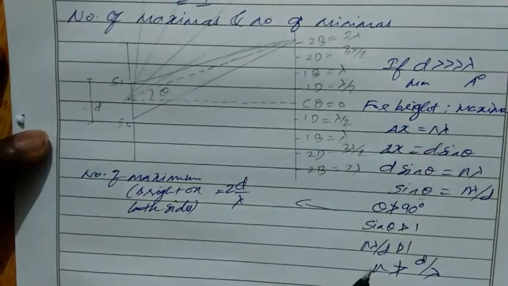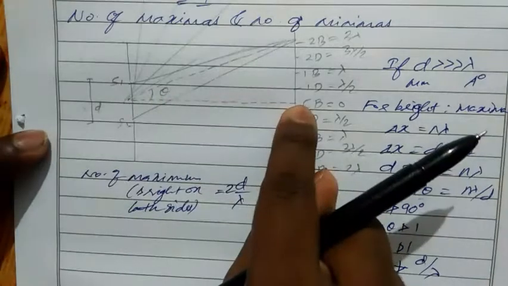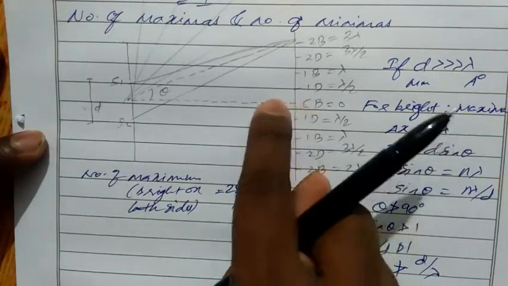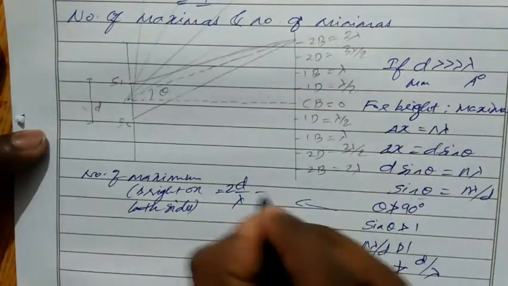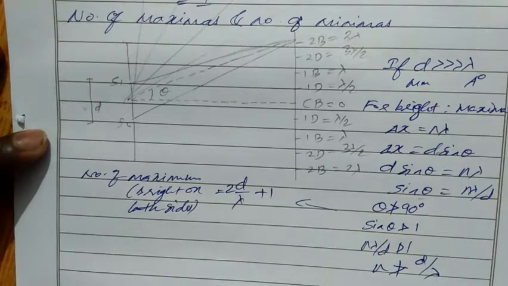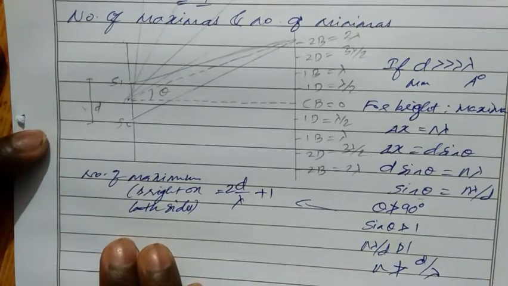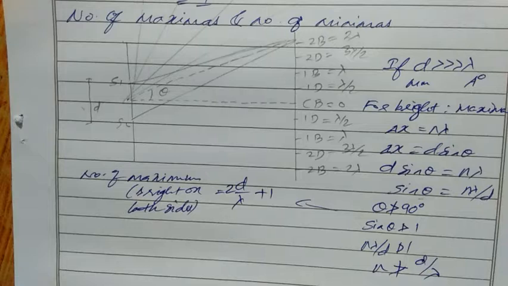Okay, but 3 bright. Why? Because in the center we have a bright fringe, not a dark fringe. So in the center we have a bright fringe, and we can add this plus 1. So this is the total number of maxima, or bright spots, produced on both sides of the screen: 2d by lambda plus 1. This is the formula for central bright.